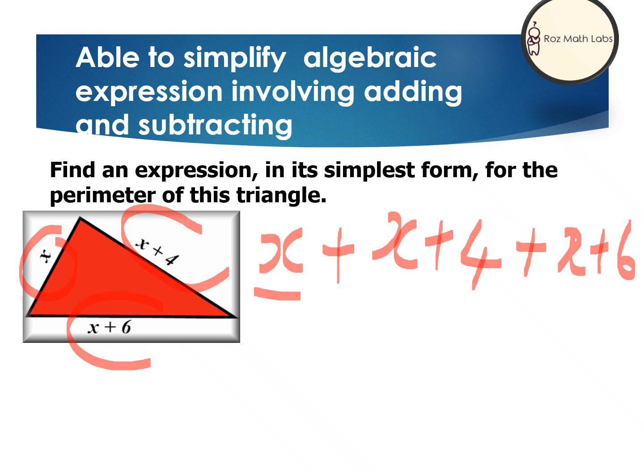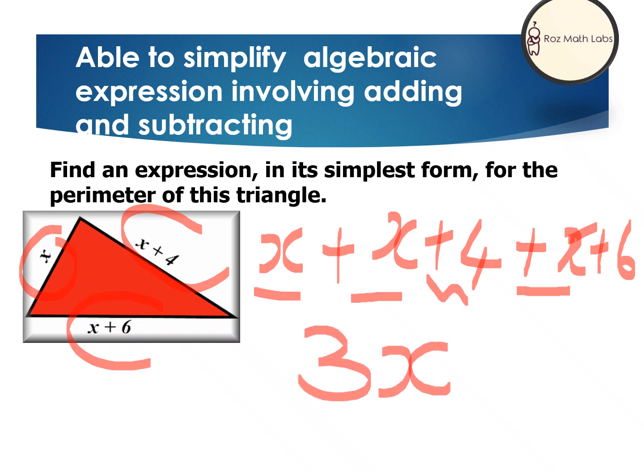Altogether we have 1x plus 1x plus 1x. So we have 3 x's, and the constants are plus 4 plus 6, that is plus 10. So the perimeter of the triangle is represented by the expression 3x plus 10. So I hope you have understood how to simplify algebraic expressions simply by adding and subtracting.